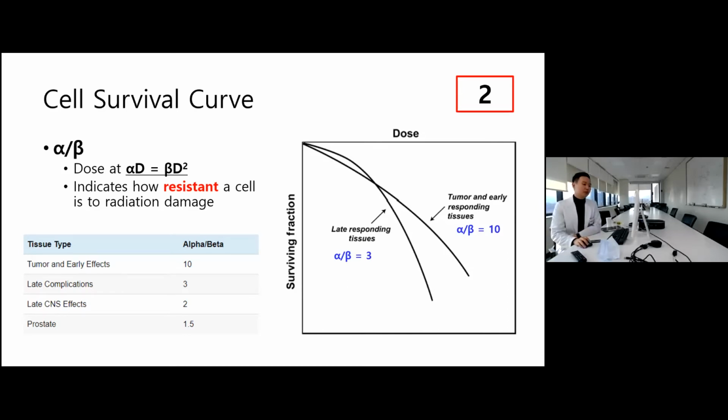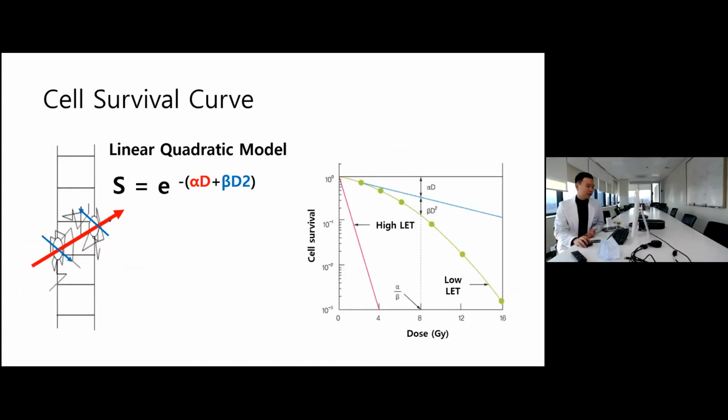Okay, actually, it is conceptual, so it can be hard to understand, but actually the ratio of alpha beta refers to, as I mentioned, the dose. So the physical unit is actually gray. So as you can see here, in this graph, the alpha beta will be 8 gray.